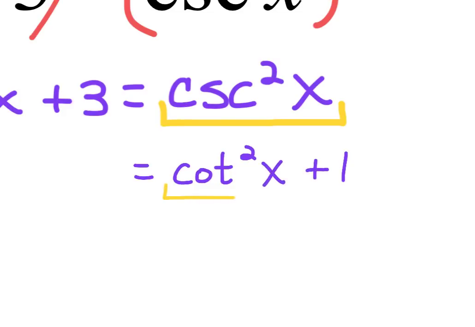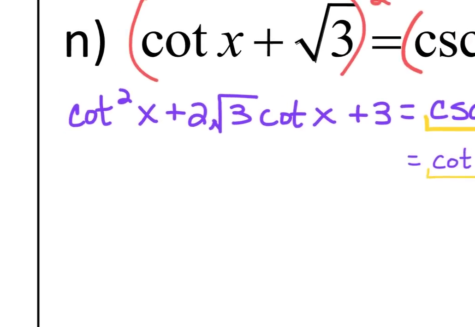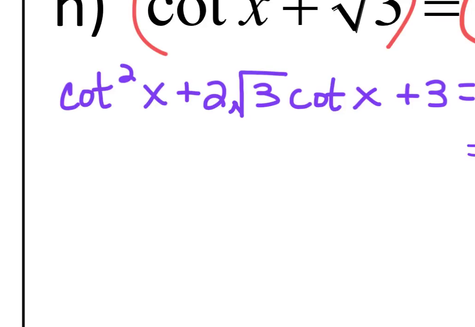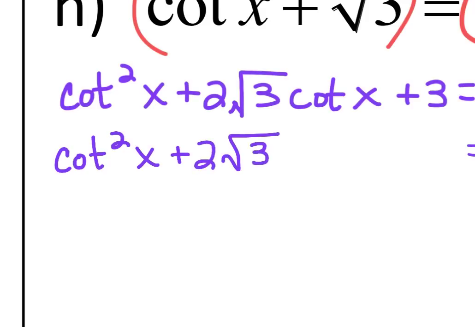That's the identity: cosecant squared of x equals cotangent squared of x plus 1. I'm going to write the left side, ugly as it is, the same again. Remember that with solving equations, you have to keep writing the side of the equation until you've dealt with it.